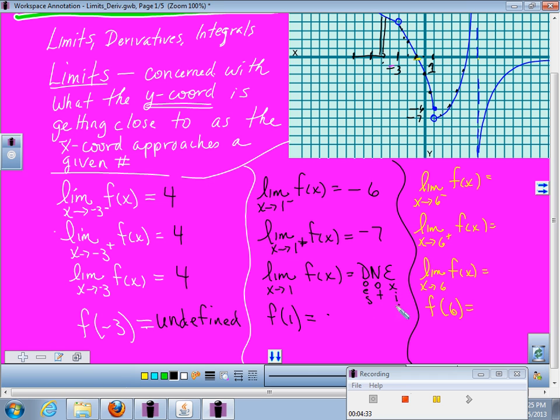And yes, in terms of a graph, a limit does not exist when what happened? Whenever the left side and the right side do not agree. When the left and the right side are not approaching the same point, it does not exist.